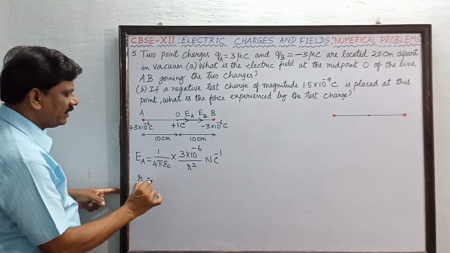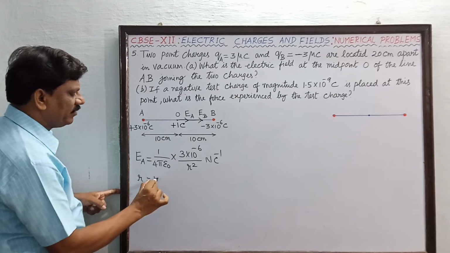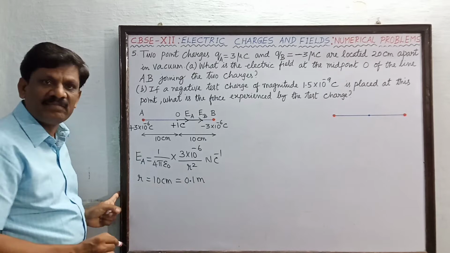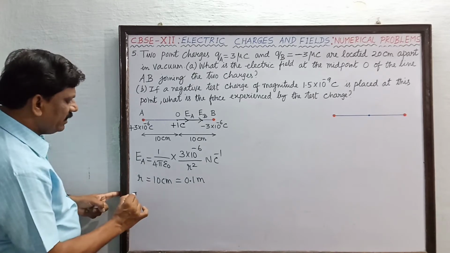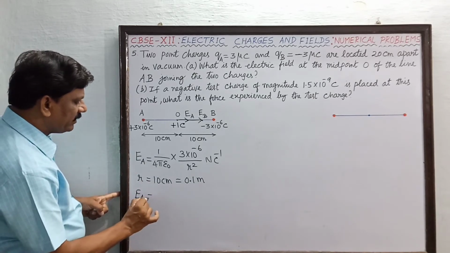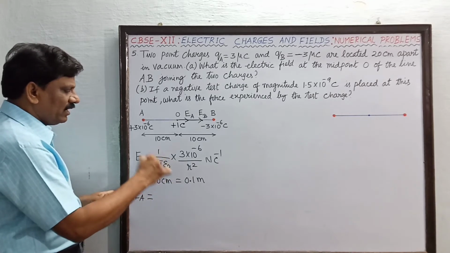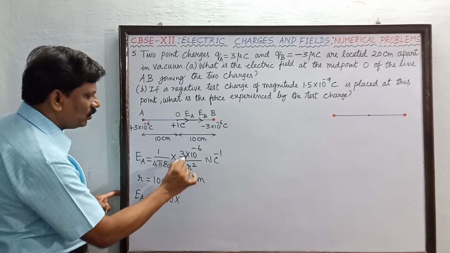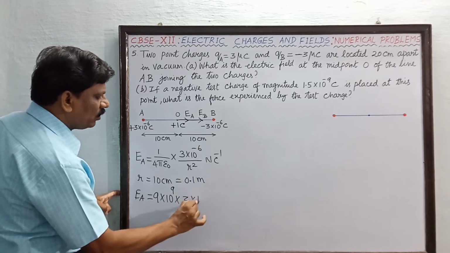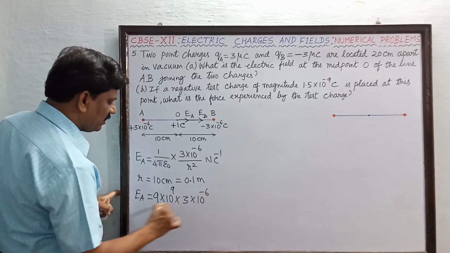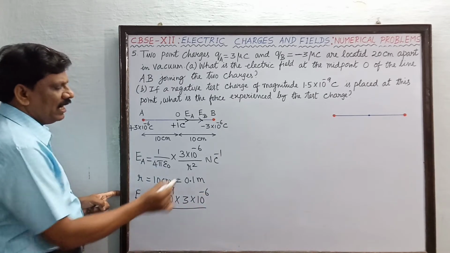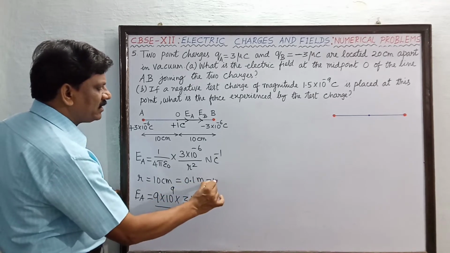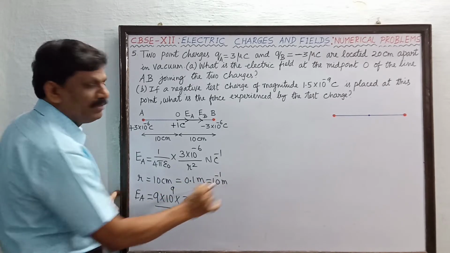So here r is equal to what? r is equal to 10 centimeter. So 10 centimeter is also equal to 0.1 meter. I am substituting in meter. So EA is now equal to this constant, 9 into 10 to the power of 9, into 3 into 10 to the power of minus 6, whole divided by r square, which is 0.1 meter squared. 0.1 meter also is equal to 10 power minus 1 meter.